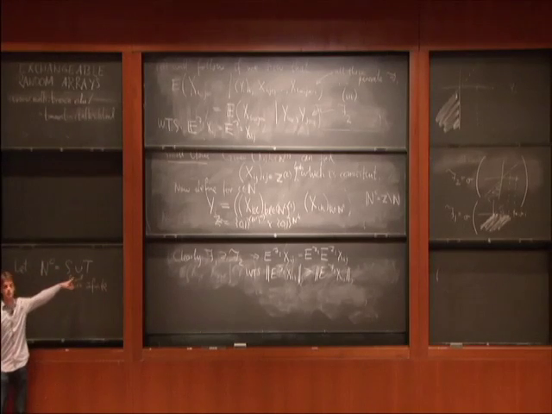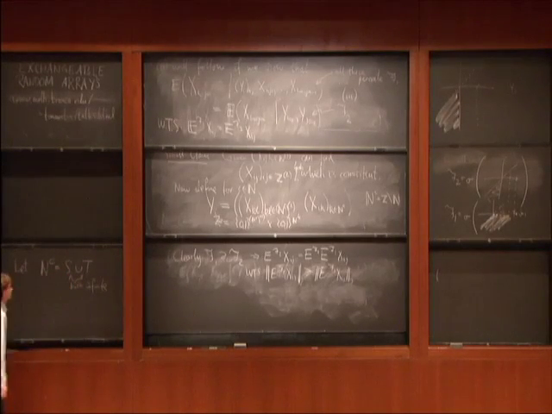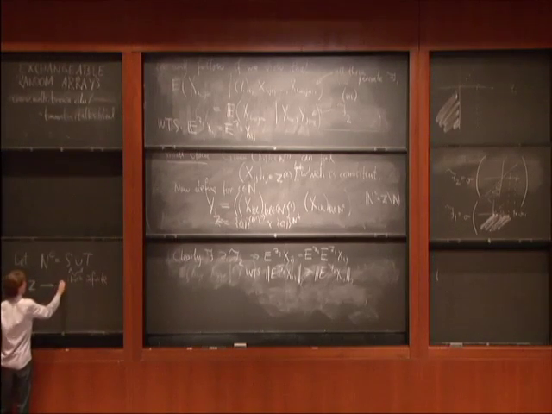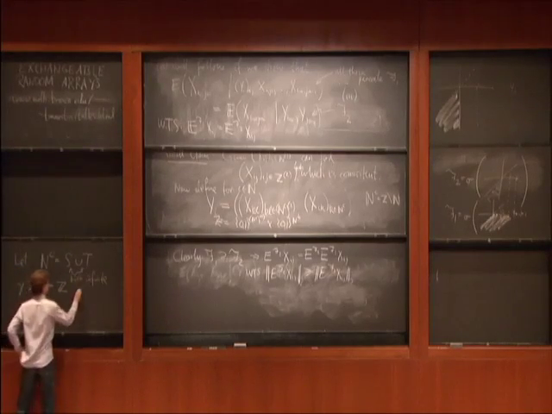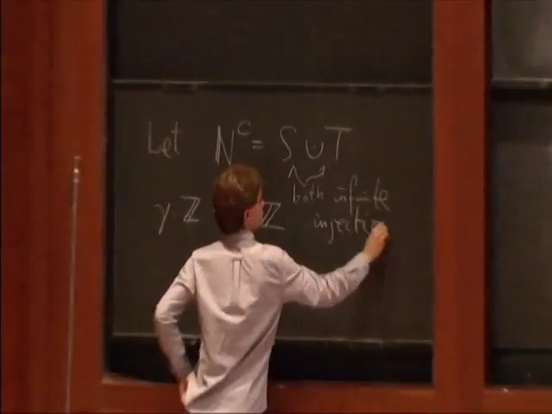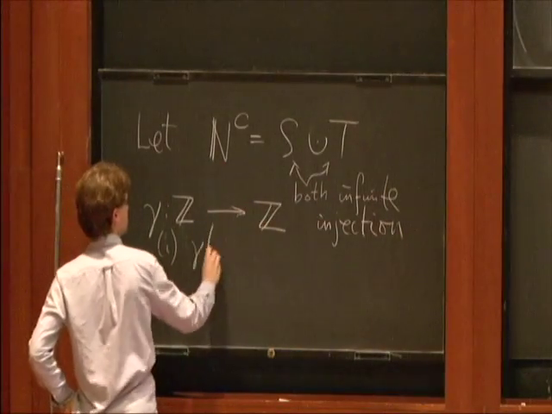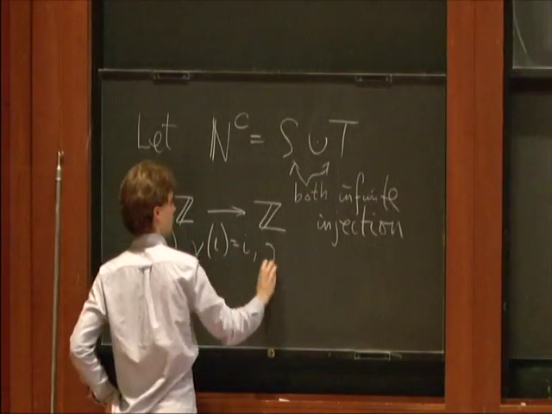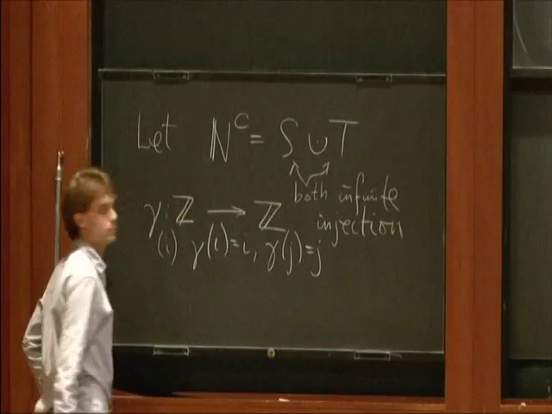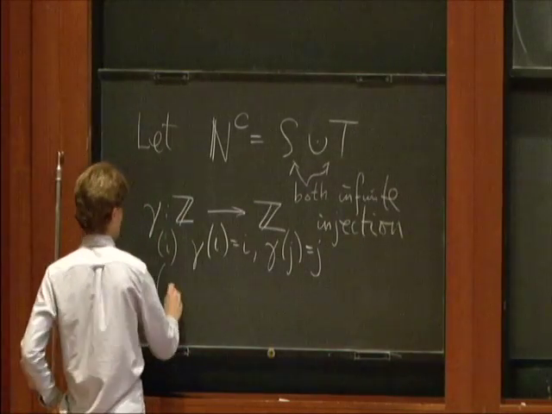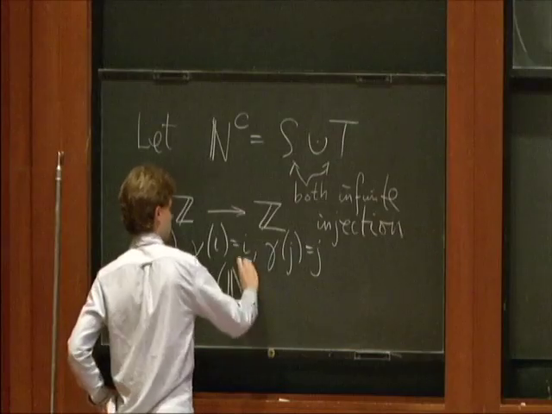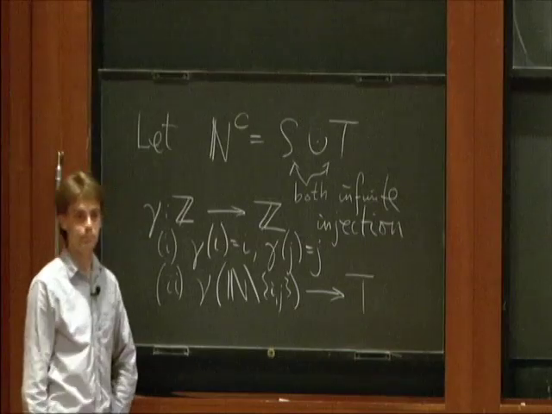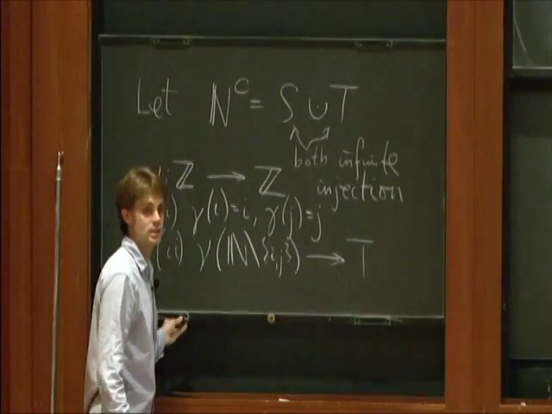So that's an infinite set. I can break it into two infinite subsets, disjoint, that's legal. And now let gamma be an injection from Z to Z with the following properties. First, it fixes I and J, the I and J that appear there. Doesn't move those. Second, all the other positive integers go to T, and all the negative integers go to S.